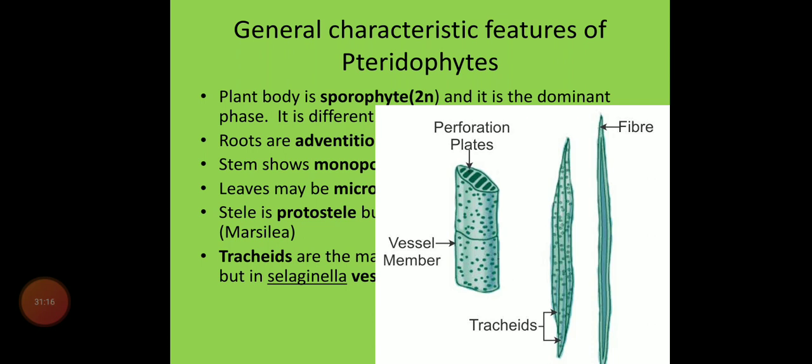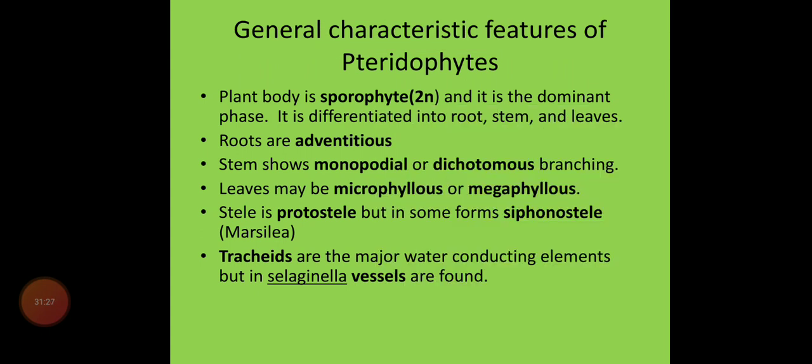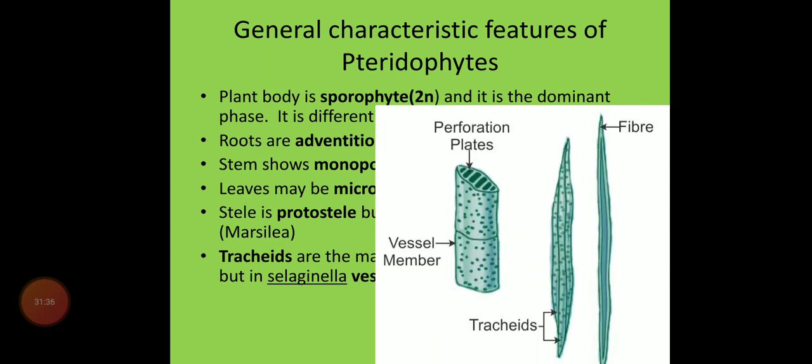The vessels are observed in some Pteridophytes, especially Selaginella. Mostly vessels are observed in angiosperms and gymnosperms. But in Pteridophytes, vessels are observed in Selaginella, while in most Pteridophytes only tracheids are present. It's the chief water conducting element of Pteridophytes. If a question is asked, the chief water conducting element in Pteridophytes is tracheids. But especially in Selaginella, an advanced group of Pteridophytes, vessels are present.